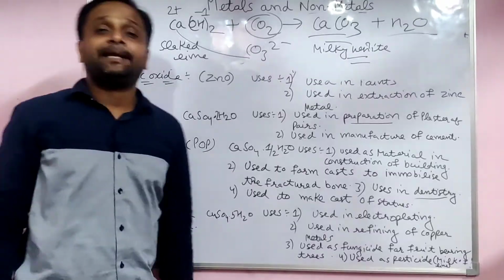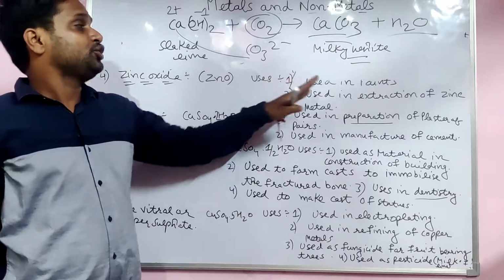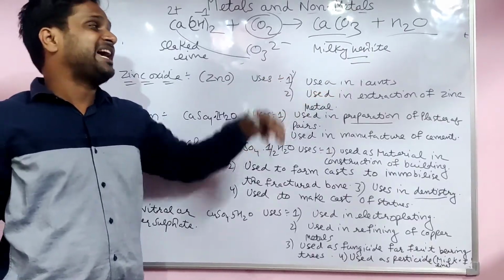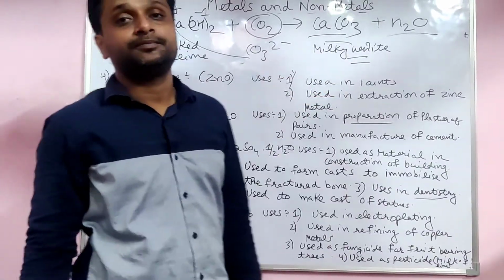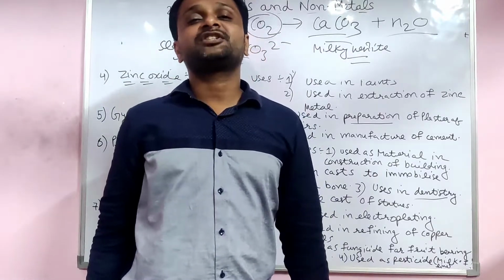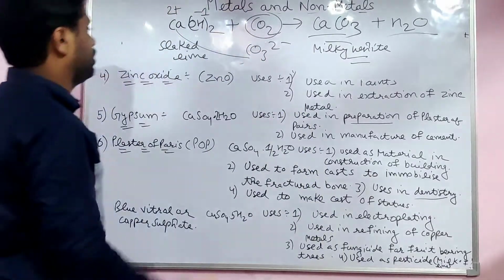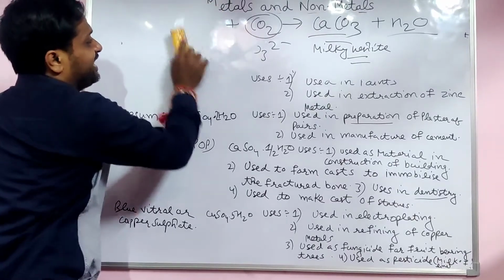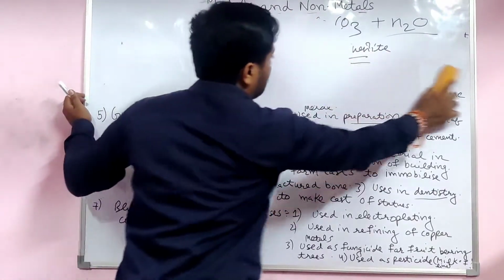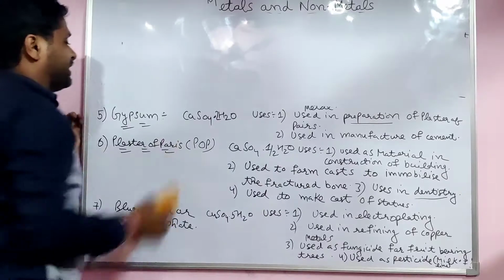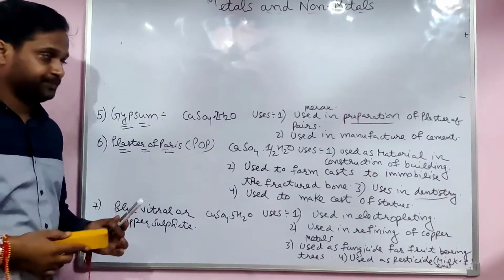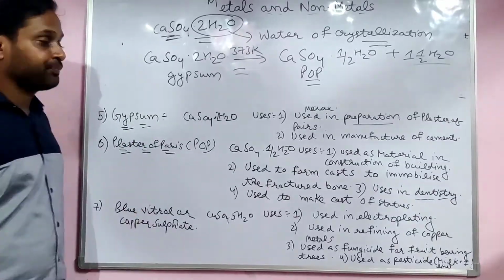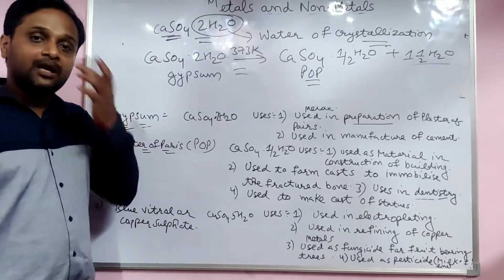Second is zinc oxide, ZnO. Used in paint and used in the extraction of the metal zinc from the ore. Next we have to see another inorganic compound, gypsum.